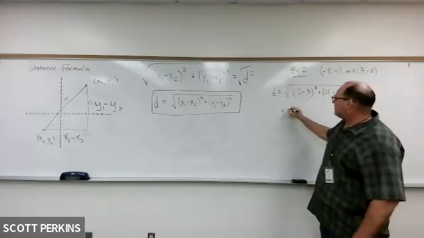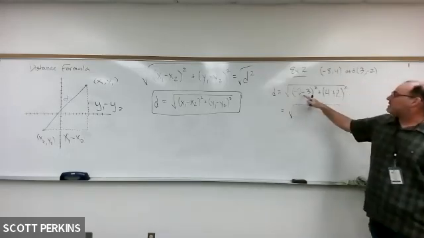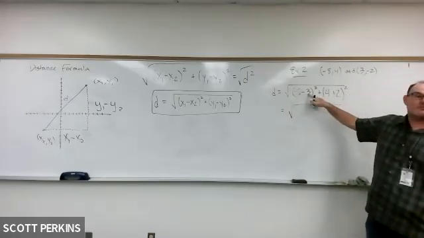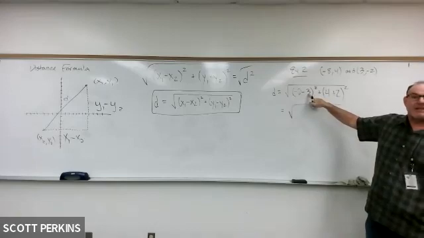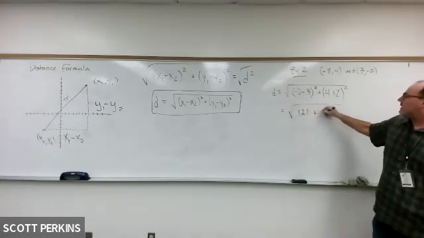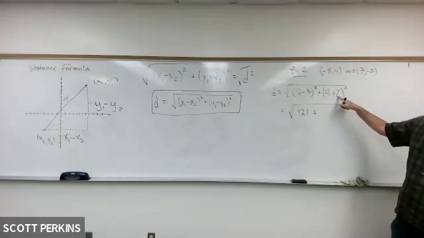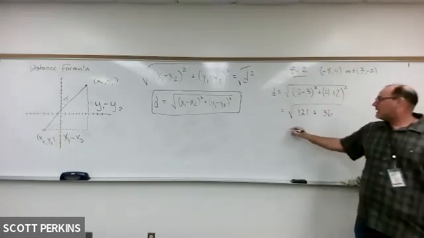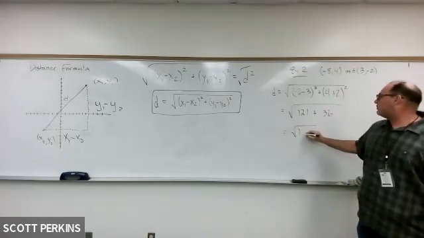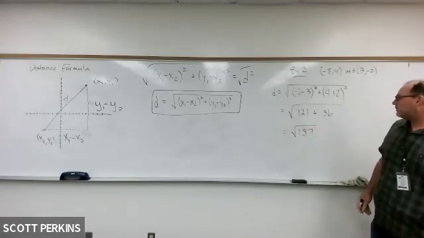The rest of this is arithmetic, so I'm not going to bore you any more than I already am. -8 minus 3 is -11. -11 times -11 is 121. 4 plus 2 is 6. 6 times 6 is 36. And I have the square root of 157.